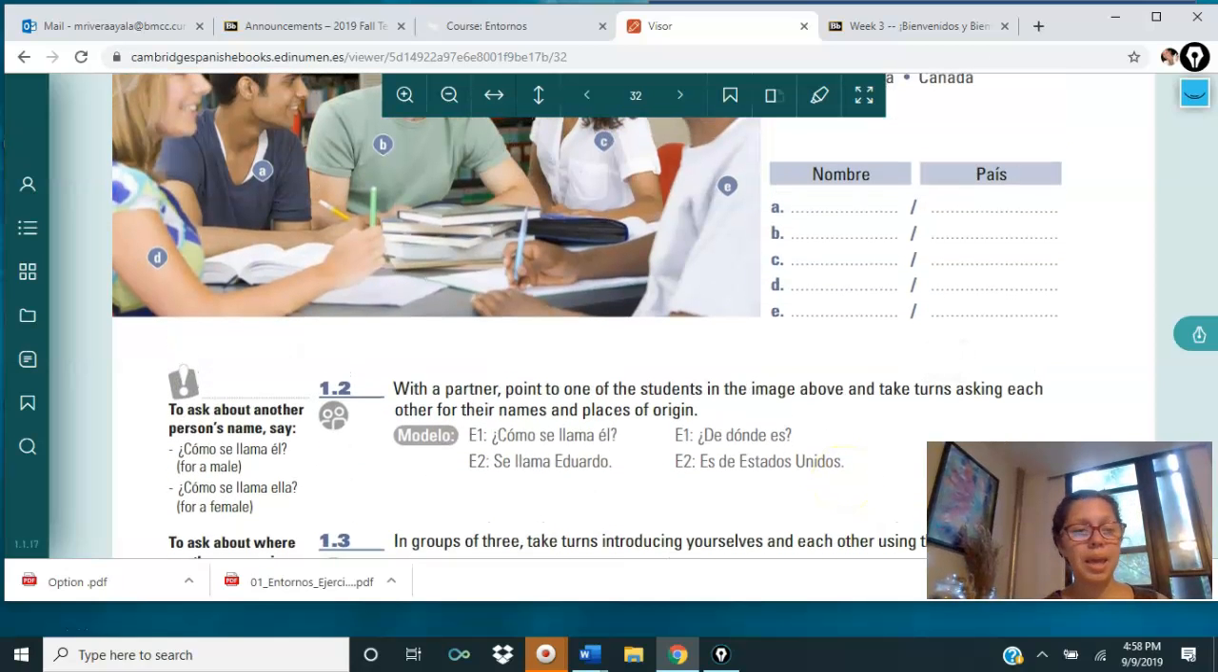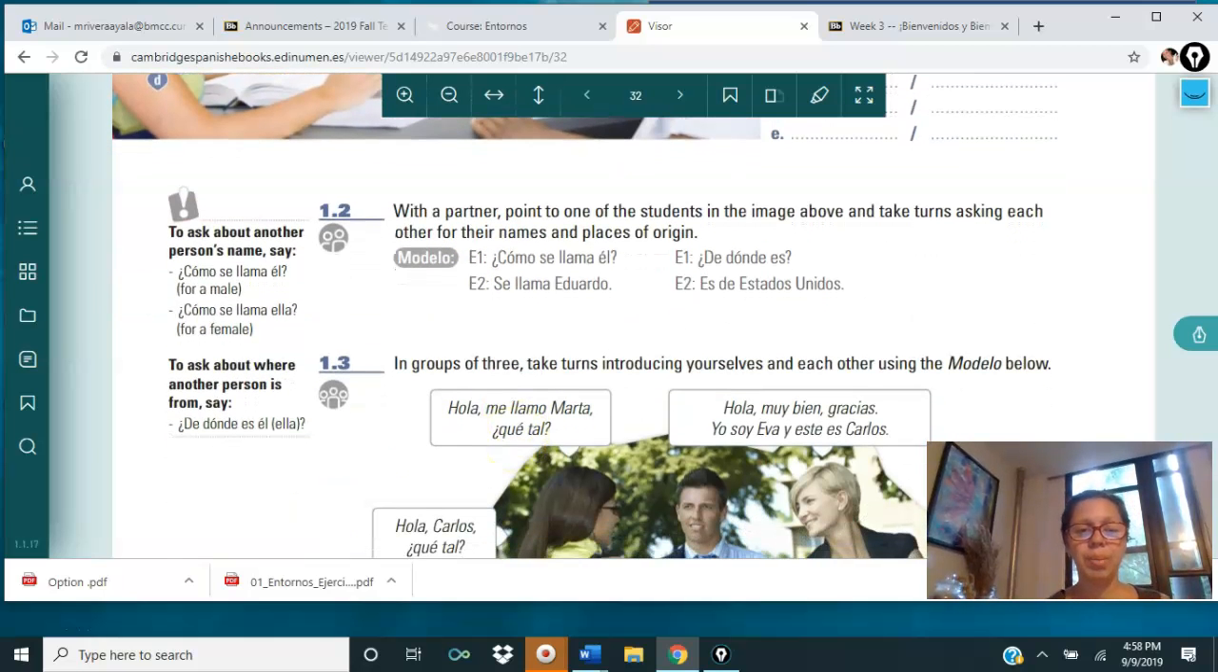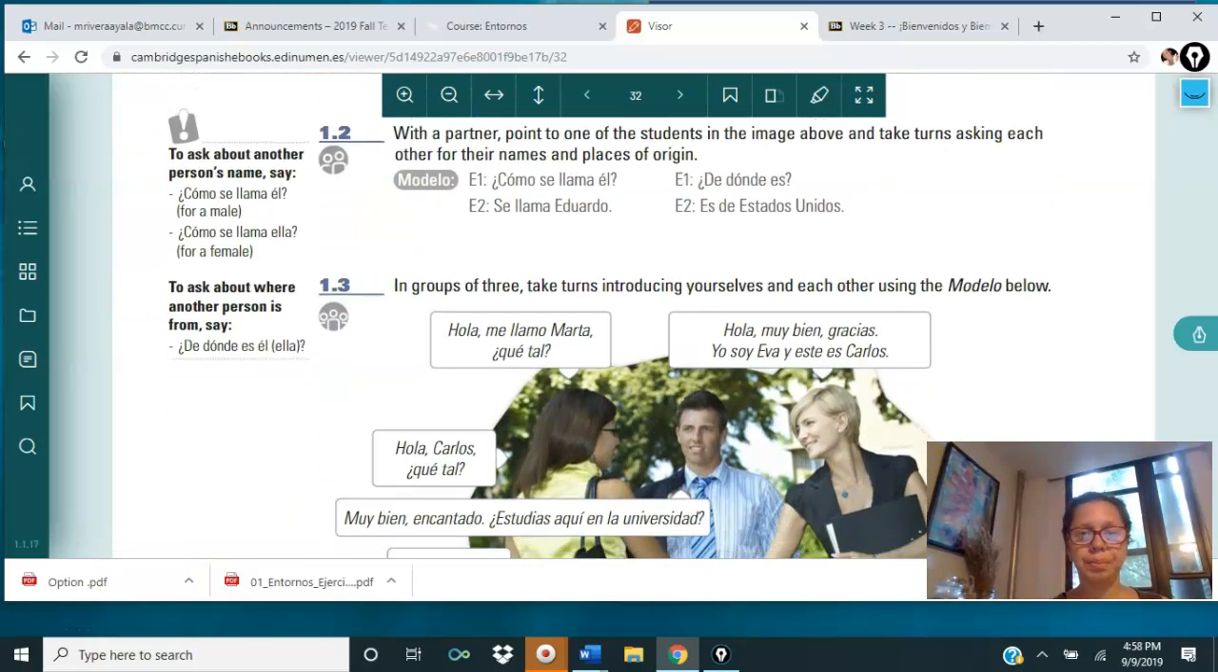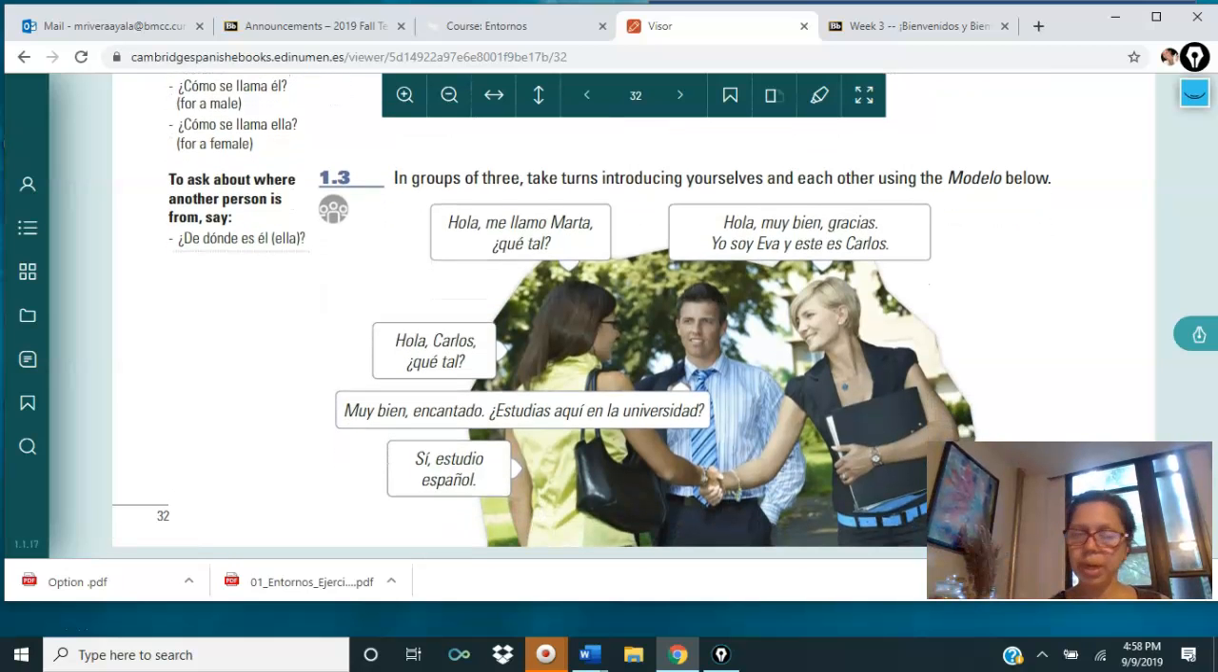Remember, if, for example, we are doing letter D is female. So, ¿cómo se llama? Ella, okay? No él, okay? Keep that in mind. Bien. So that will be 1.2. And then you write it down.